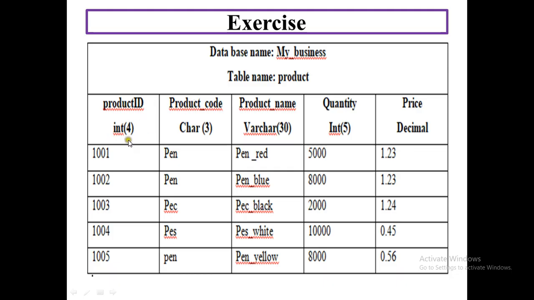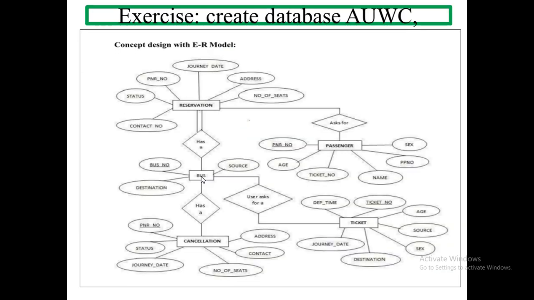The product id must be integer with size 4. The product code must be char with 3. The product name must be varchar with 30. Quantity must be integer, and the price must be decimal. Okay, and don't worry about how to enter the data into your table. I will show this in our next class.